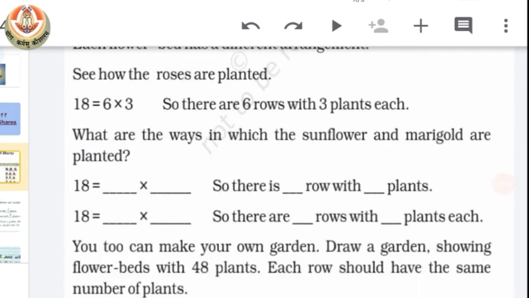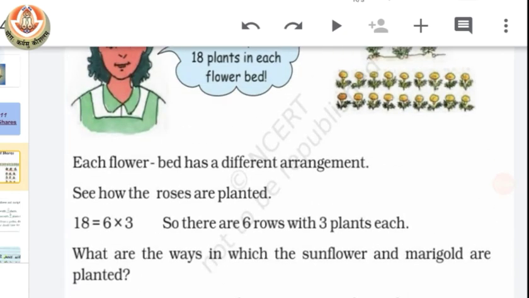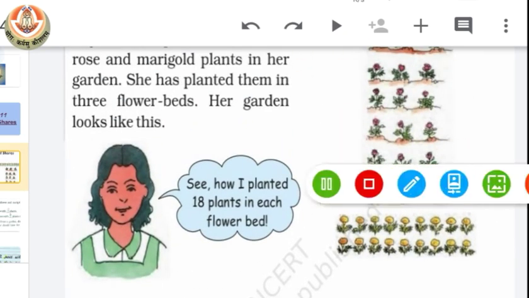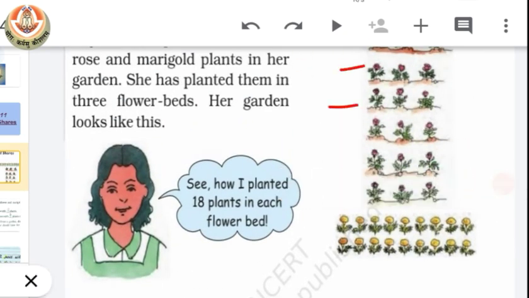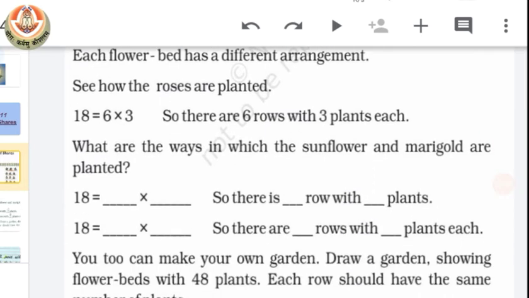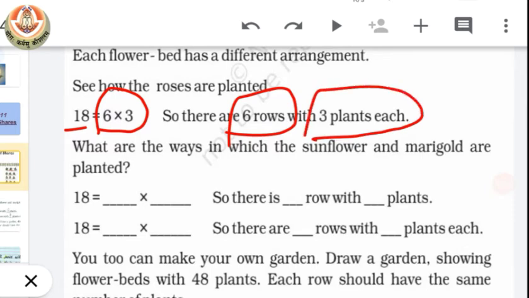Now see how the roses are planted. So you can see there are a total of 6 rows, 1, 2, 3, 4, 5 and 6, and in each row we have 1, 2 and 3 flowers. So that means the arrangement for roses is 6 into 3, which equals 18. So there are a total of 6 rows and a total of 3 plants in each row.